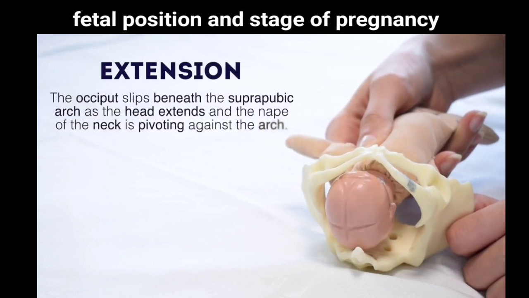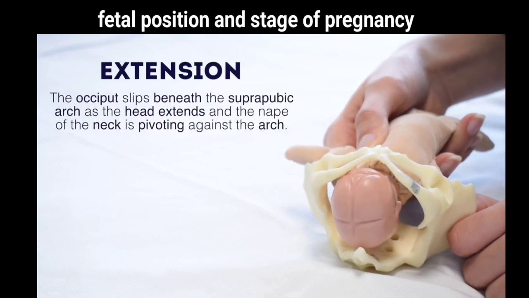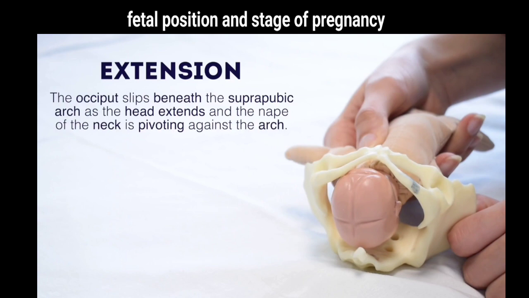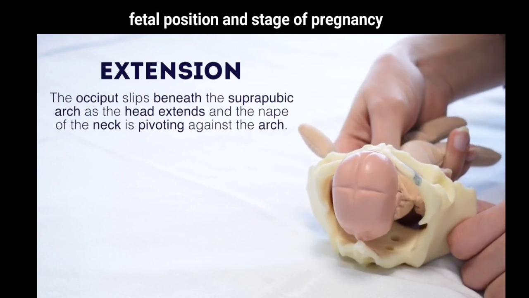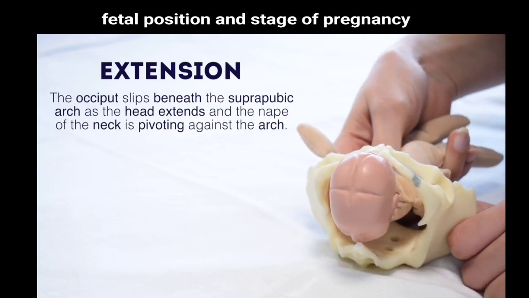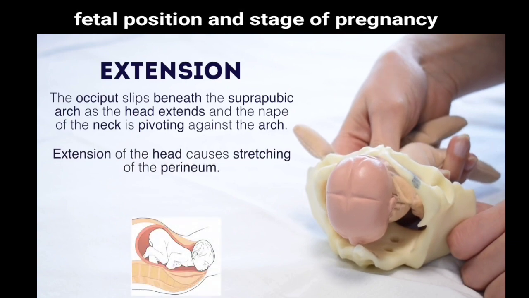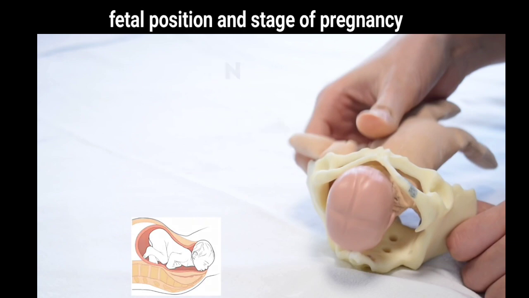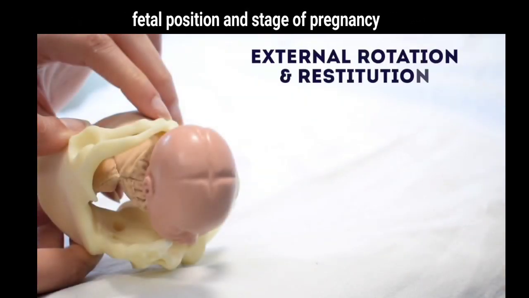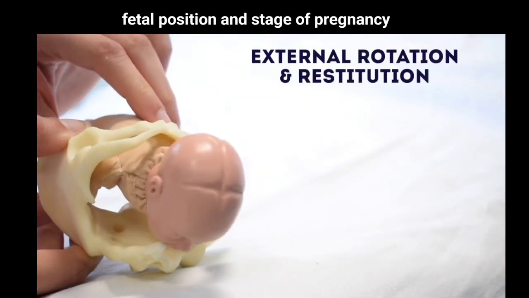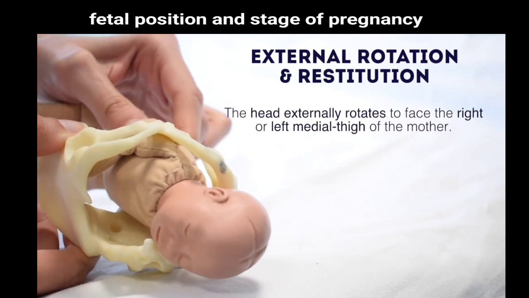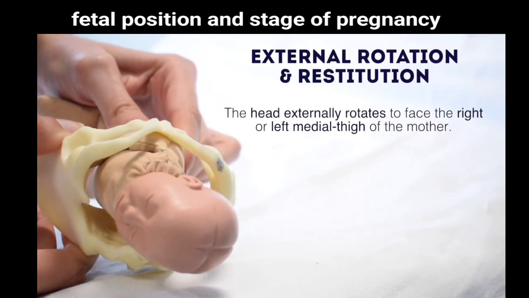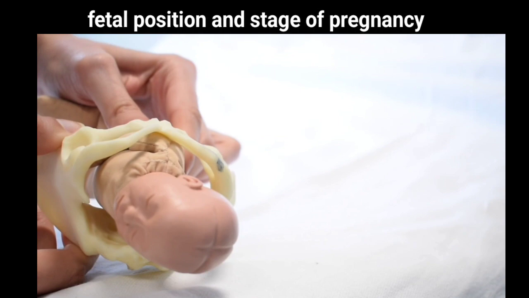Extension. Here, the occiput slips beneath the suprapubic arch, causing extension of the fetal head. As this extension occurs, the fetal head pushes against the perineum, causing it to stretch. External rotation and restitution. The head externally rotates to face the right or left medial thigh of the mother.